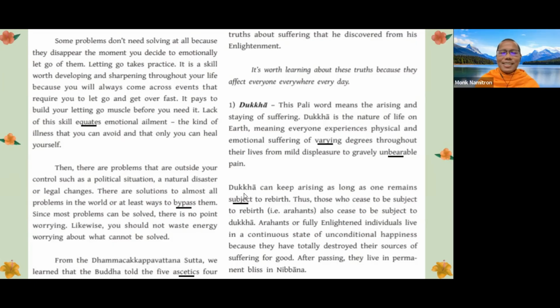Okay. Dukkha can keep arising as long as one remains subject to rebirth. Thus, those who cease to be subject to rebirth, Arahants, also cease to be subject to dukkha. Arahants are fully enlightened individuals, who live in a continuous state of unconditional happiness because they have totally destroyed their sources of suffering for good. After passing, they live in permanent bliss in Nibbana.